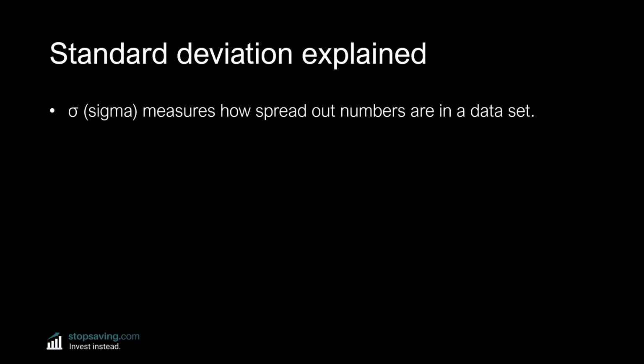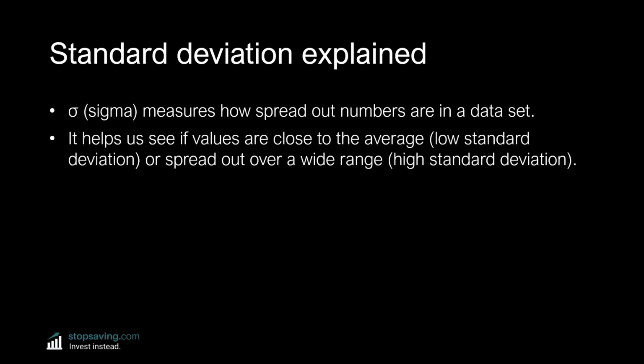So allow me to explain the concept of standard deviation first, and then we'll relate it to Bollinger Bands and price movement. Standard deviation, or sigma, measures how spread out numbers are in a dataset. So it helps us see if values are close to the average, which is a low standard deviation, or spread out over a wide range, which would be a high standard deviation.